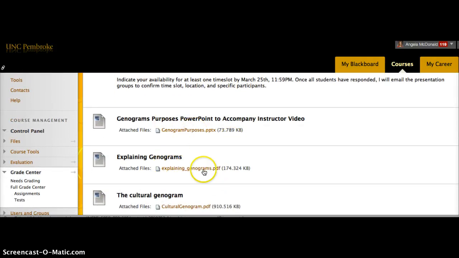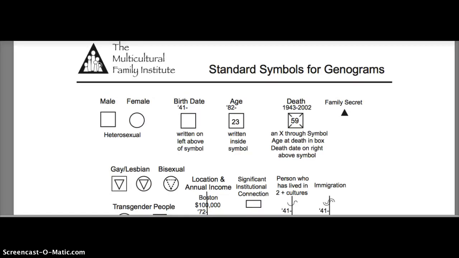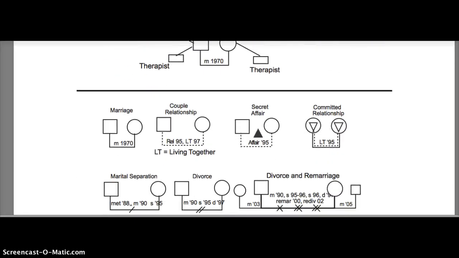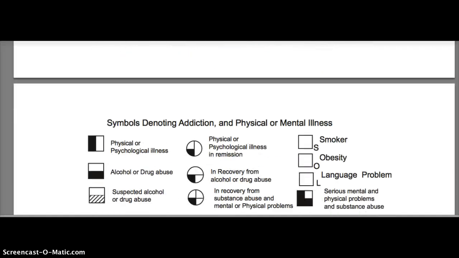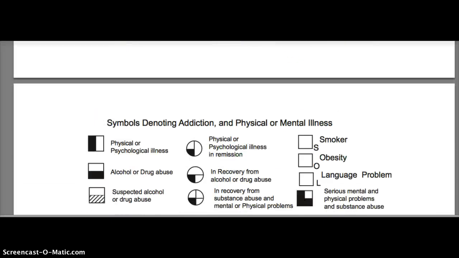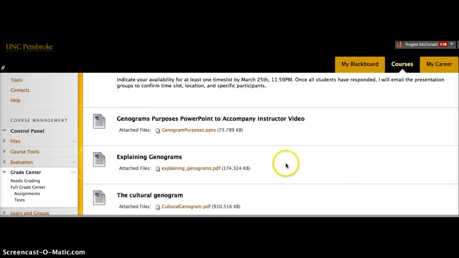Okay, the other resources that are available here are the Genogram PowerPoint, which we'll get into in just a second, and a document called Explaining Genograms. This is something I recommend that you keep a copy of for your use in your clinical work, but this is also going to be helpful as you actually construct your genogram. This will provide a lot of symbols and things that you can incorporate. Your book also lists a few of those as well.